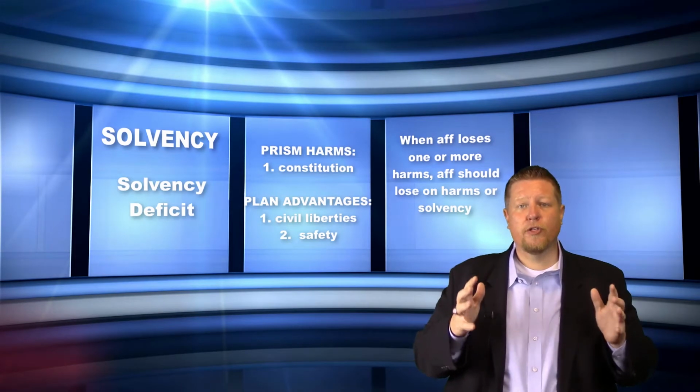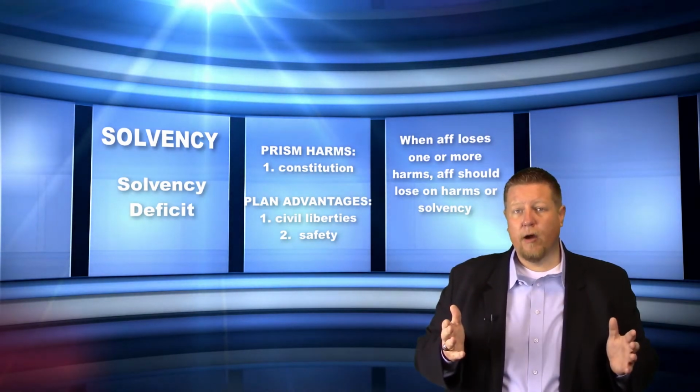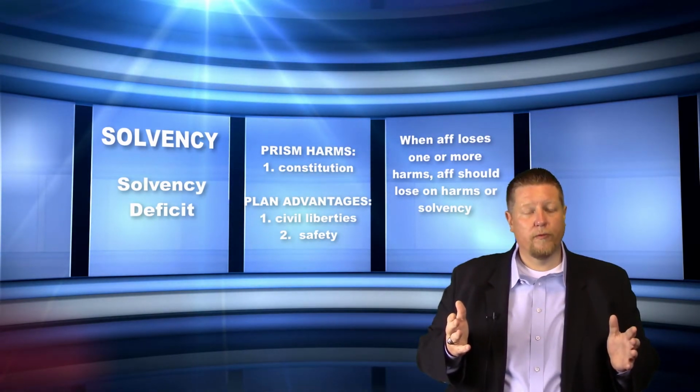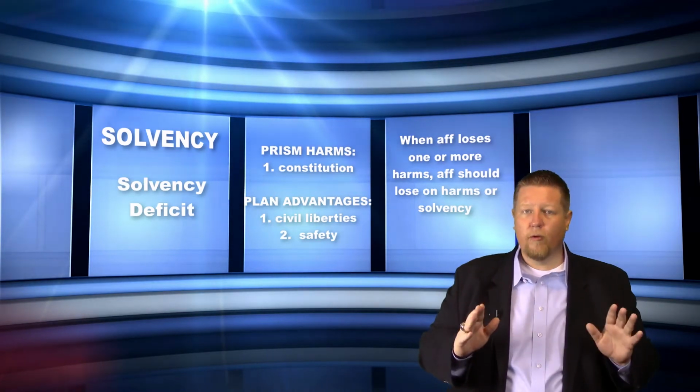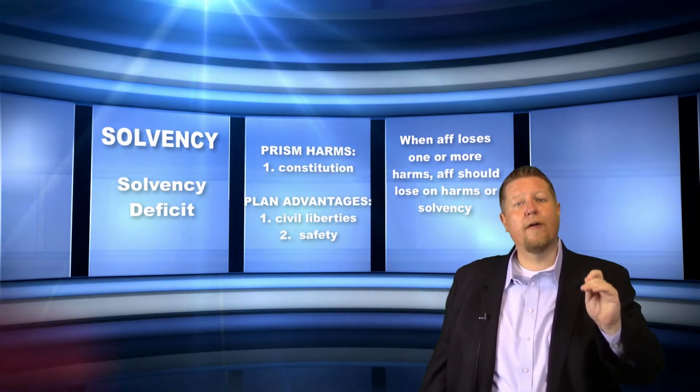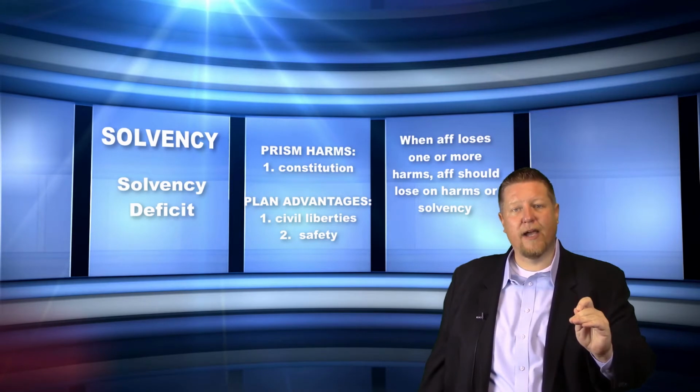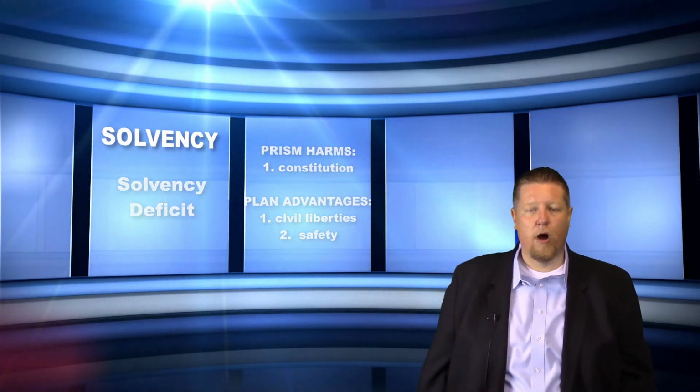If you lose harms or solvency, you're likely to lose the entire round because you fail to meet 1 or more burdens of proof. If you lose an advantage, you can still win the round because a plan that has 2 of its 3 advantages still intact by the end of the round is still superior to the status quo.